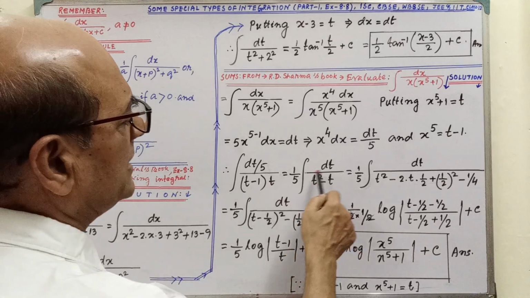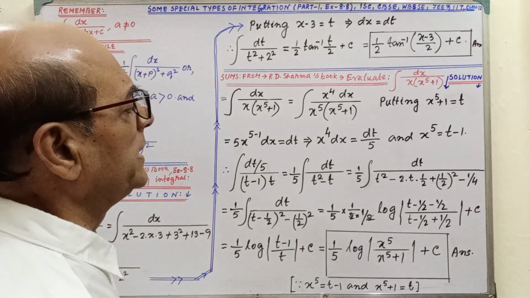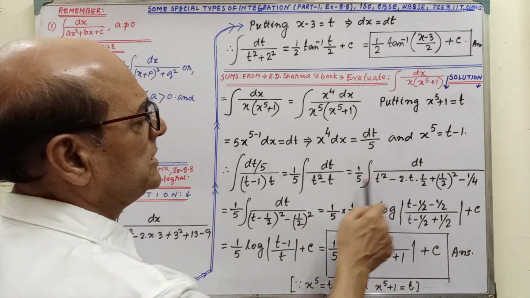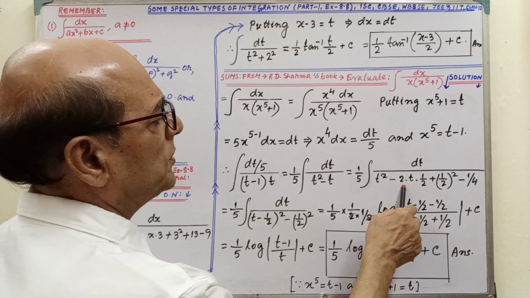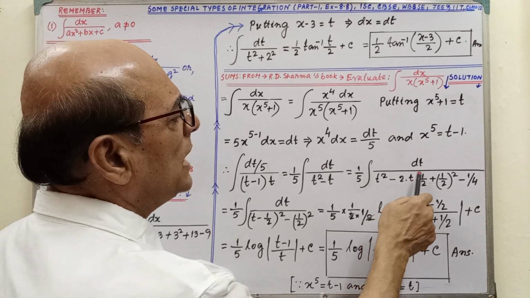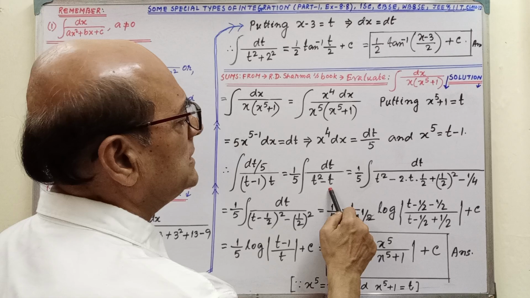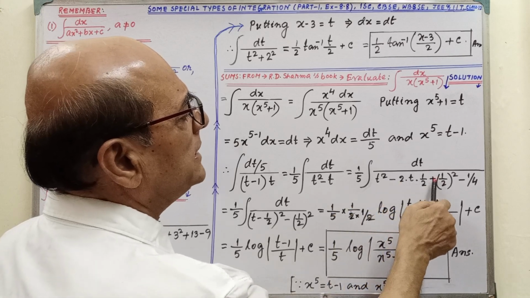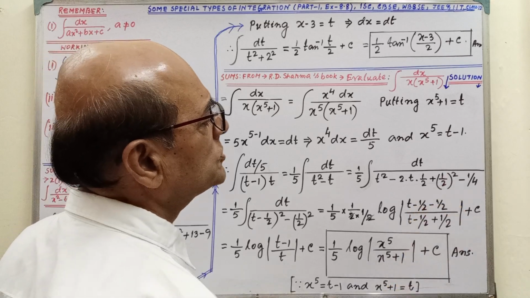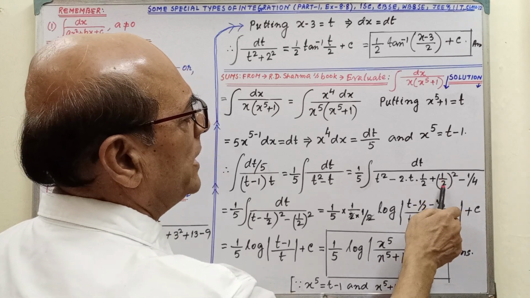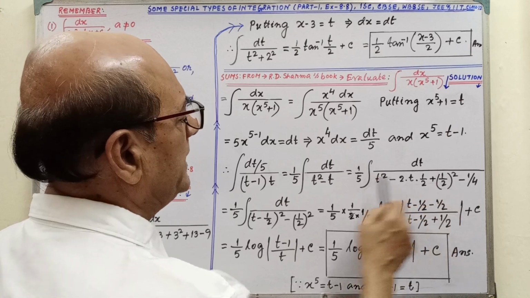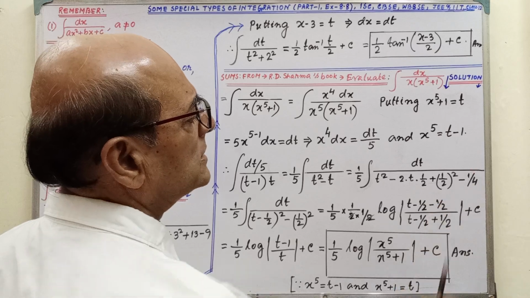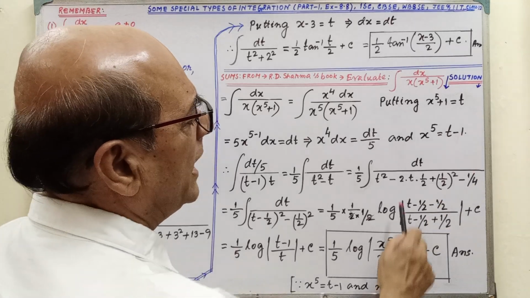This is not exactly in the frame of the formula, so we have to bring it into the frame of the formula. For that, what we are doing: this is t square, to get the frame 2 into t, and here it is only minus t. To balance it we are taking half, and when we take half then it will be b square, that is half whole square, that means 1 by 4, which is not given in the sum. This is why we have to subtract it, that is minus 1 by 4. I think it is clear.